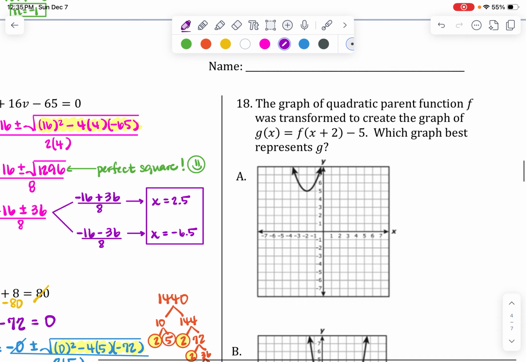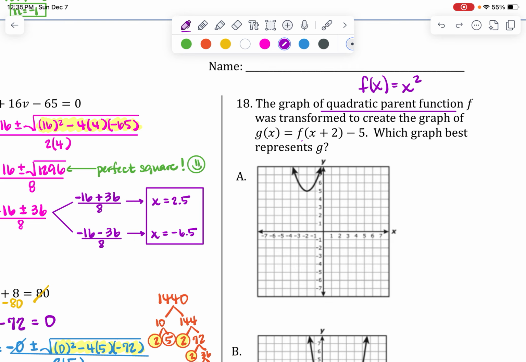All right, number 18 says which graph of the quadratic parent function, all right, I'm going to stop right there. So remember, the quadratic parent function is, and I'm going to write this as f of x just in case you want to put it in Desmos. So you are more than welcome to write f of x equals x squared and type that in Desmos. And the reason why I'm using f of x is because they're clearly using f of x in the transformed function, right? They're calling the new one g of x, but it's based on f of x. So that's why I want to make sure I call the parent function f of x. Was transformed to create the graph of g of x, which graph best represents g, the new function.